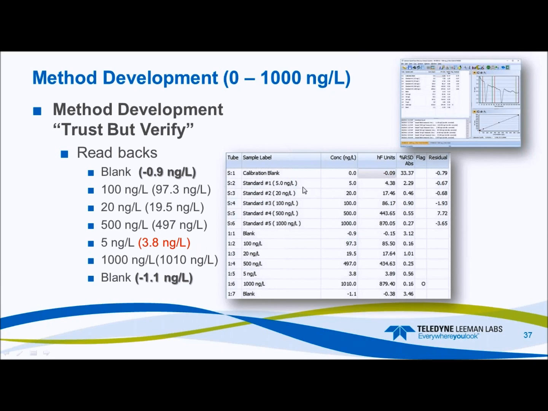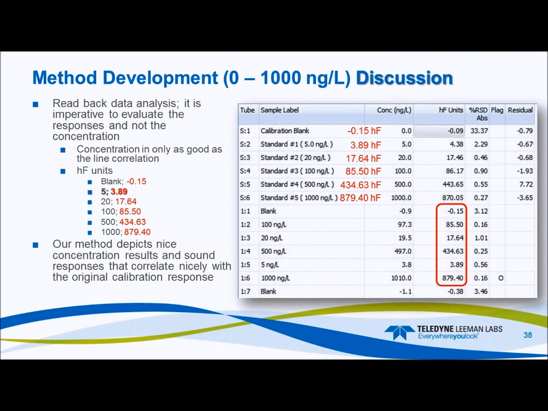So it's not too bad. It came in at minus 0.9, 97, 19.5, 497, and 3.8, which I'll discuss, and the 1,000 came in at 1,010. And I think that's pretty good. And the last blank after 1,000 came in at minus 1.1 nanograms per liter. Again, we are calibrated up to 1,000 nanograms per liter, or 1 ppb. So that's the calibration side.